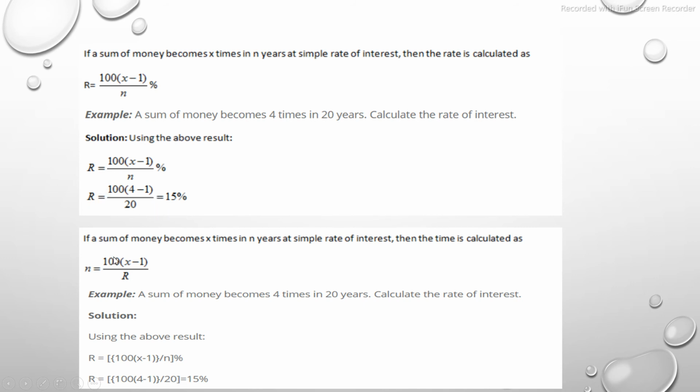And the third is: if a sum of money becomes X times in n years at a simple rate of interest, then the time is calculated as follows. Here we saw the rate being calculated, now the time is calculated. It's a simple thing that you can remember this formula. n is given here and r is taken here. It's the same thing, you can utilize that formula. This formula is very handy and it has been asked multiple times, so please remember it.